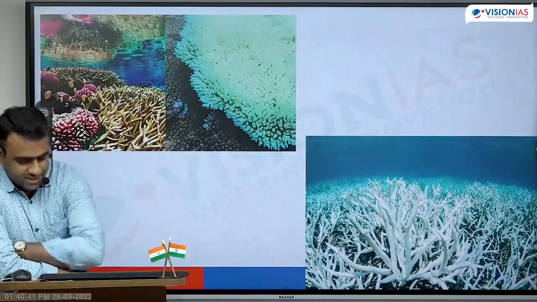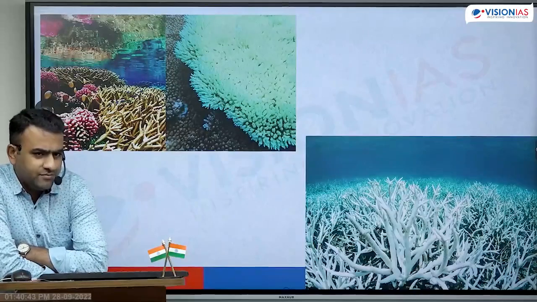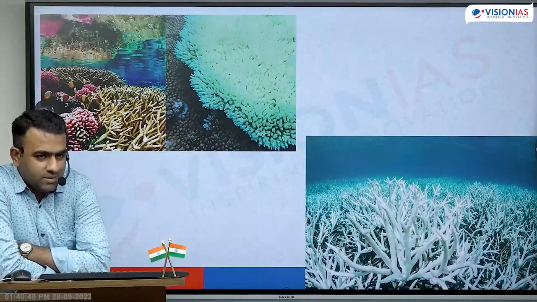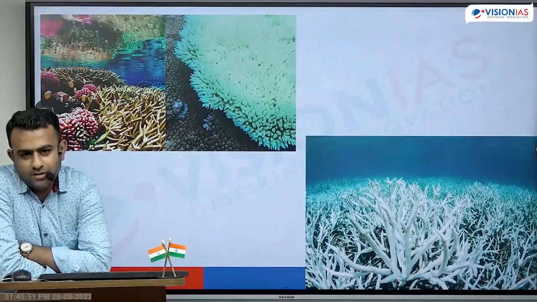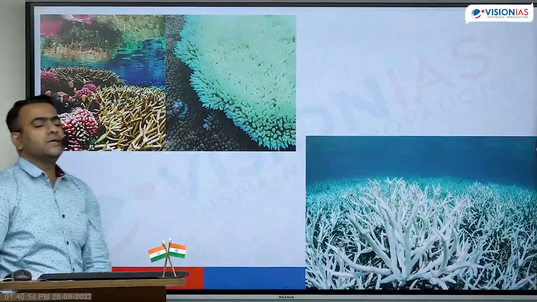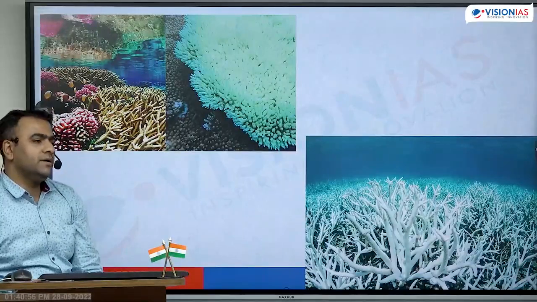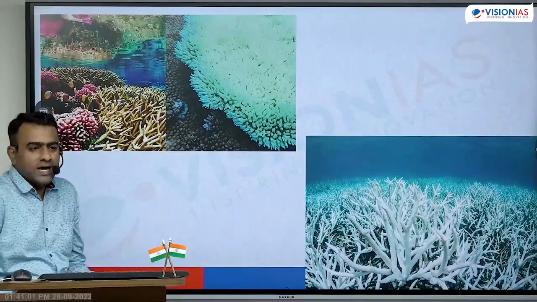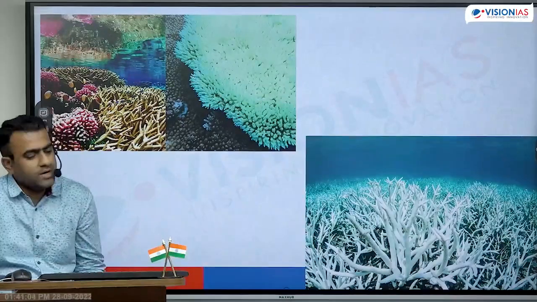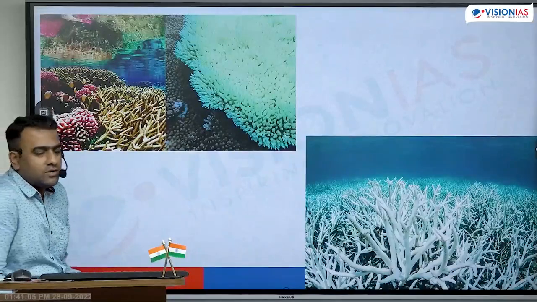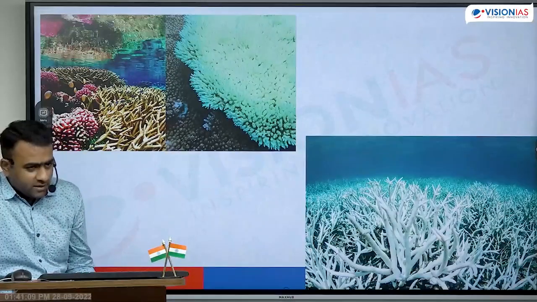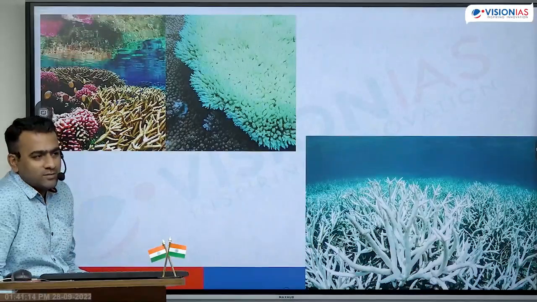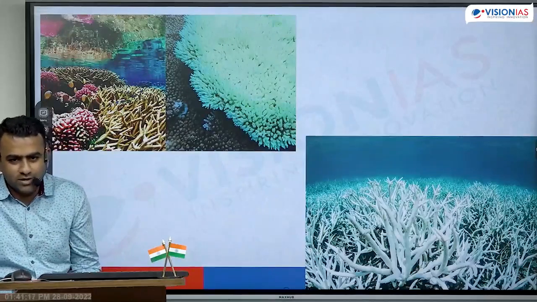So what is coral bleaching? Coral bleaching is a condition in which the corals' symbiotic relationship is disturbed. So I told you the coral reefs are a symbiotic relationship between the coral polyp and zooxanthellae. Coral polyp provides the habitat, zooxanthellae provides the food. So basically coral polyp builds the house, and zooxanthellae cooks the food. So both are helping each other, both are supporting each other, so both are living together.